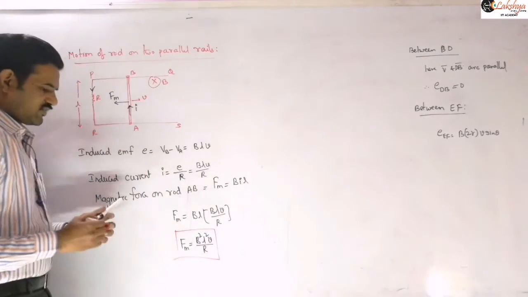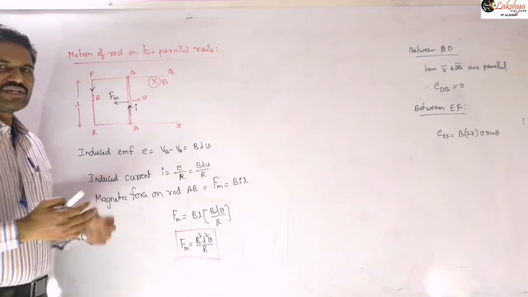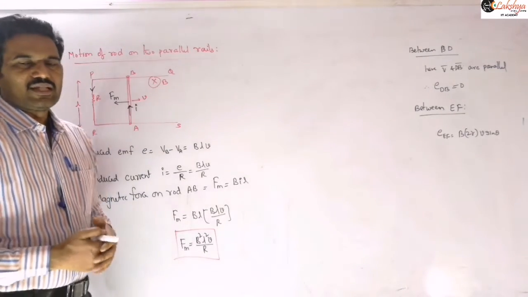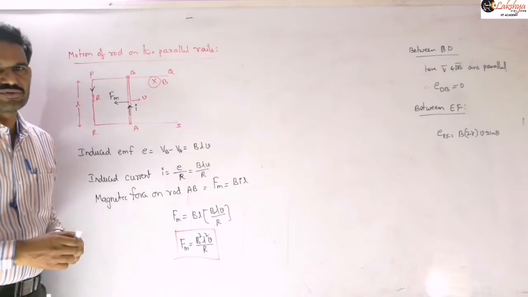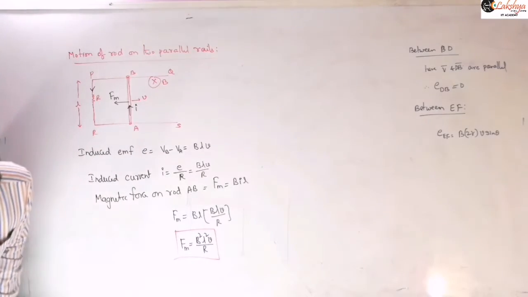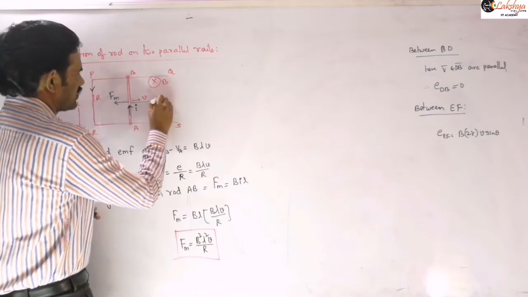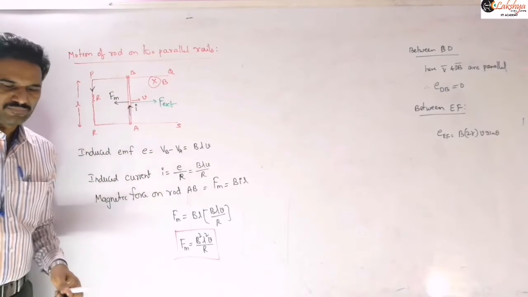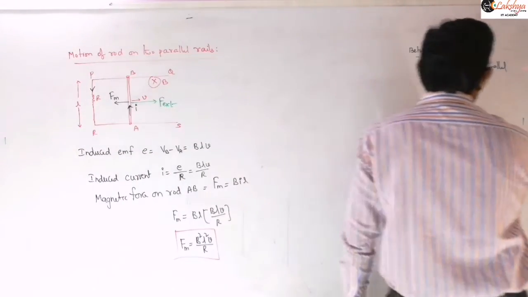Because of this magnetic force, we can observe that the velocity of the rod goes on decreasing, because this magnetic force is acting opposite to the velocity. If you want to maintain a constant velocity, then we should apply an external force here. That external force to be applied on this rod will be along this direction here. So this is our external force F to be applied on that rod, to maintain that constant velocity. Next, mention about that.